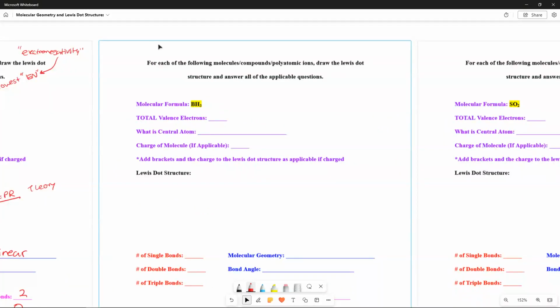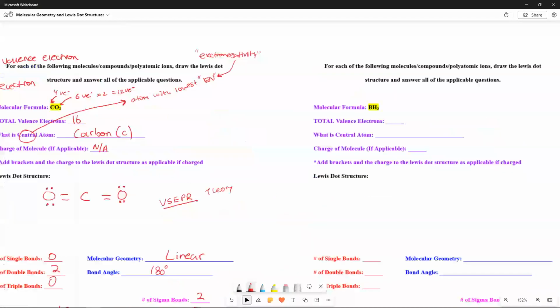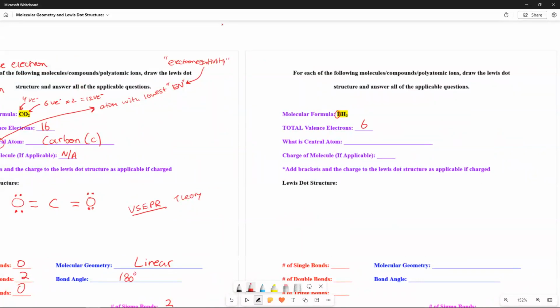Taking a look at the second example, we have BH3. Let us count the valence electrons for this. 1 boron and 3 hydrogens. So if we have boron here and it's in group 3, we're going to have 3 valence electrons for boron and 1 valence electron each times 3 for hydrogen. So we're going to have a total of 6 valence electrons in BH3 because our boron has 3 valence electrons and hydrogen has 1 valence electron times 3, and the sum of 3 plus 3 is 6.